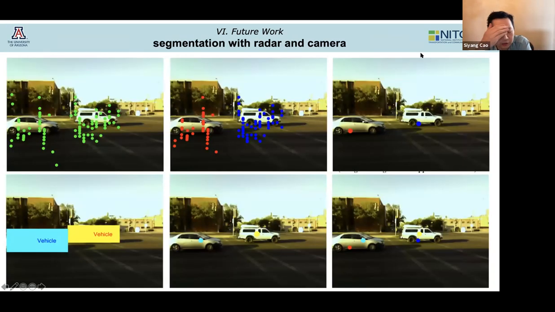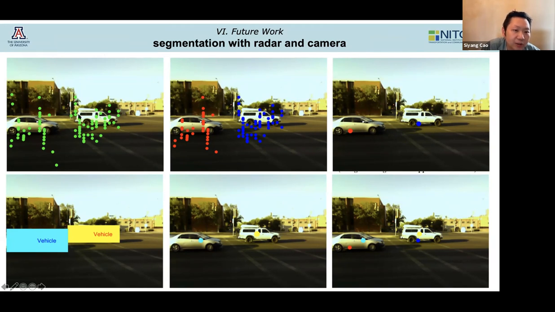And actually, we're also doing some additional study because we find out that maybe radar itself can do something good, and camera itself can do something good, but each also has some disadvantages. So what we are trying to do is put the two sensors together. This one is one example. We work on another project. So these are the points.